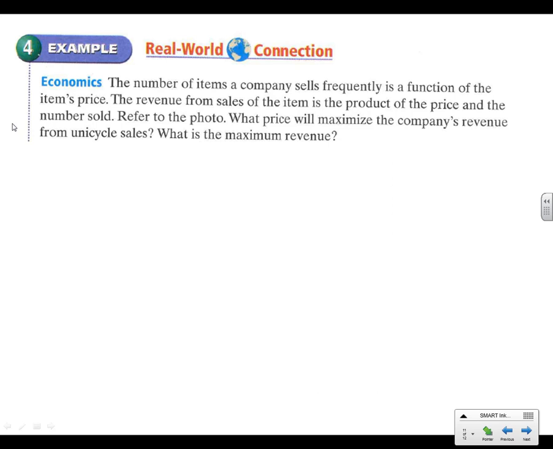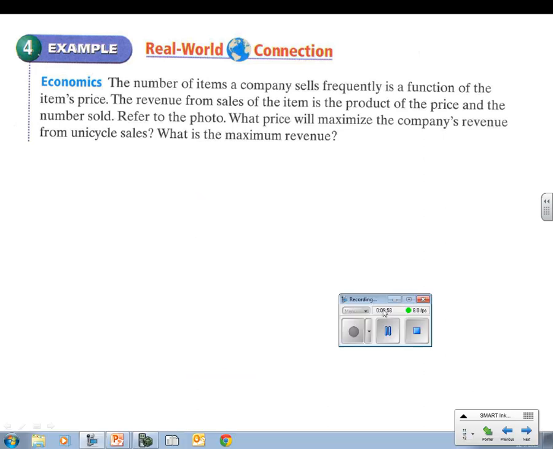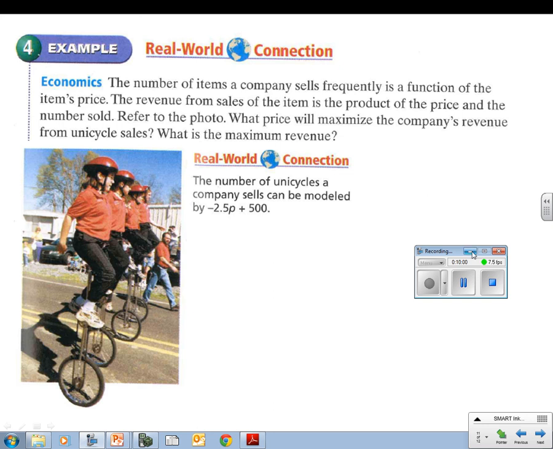All right, last one. Let's do a word problem. Number of items a company sells frequently is a function of the item's price. The revenue from sales is the product of the price and the number sold. Refer to the photo. Uh-oh, I didn't put the photo in. Let me pause this. Hold on a second. All right, there we go.